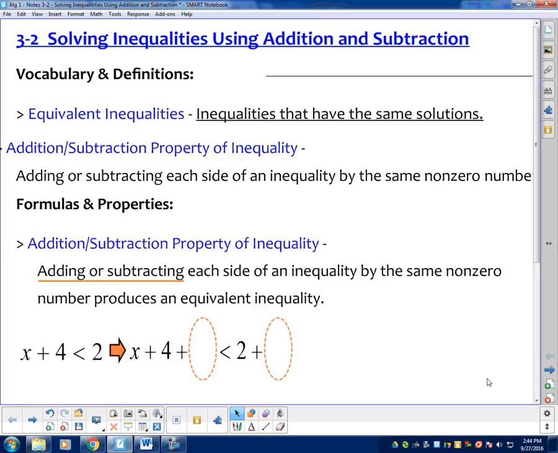The addition subtraction property of inequality, all that says is whatever you add or subtract to one side of the inequality, you have to add or subtract to the other. It's the same thing that we did with equations. Okay. So, do you guys remember?